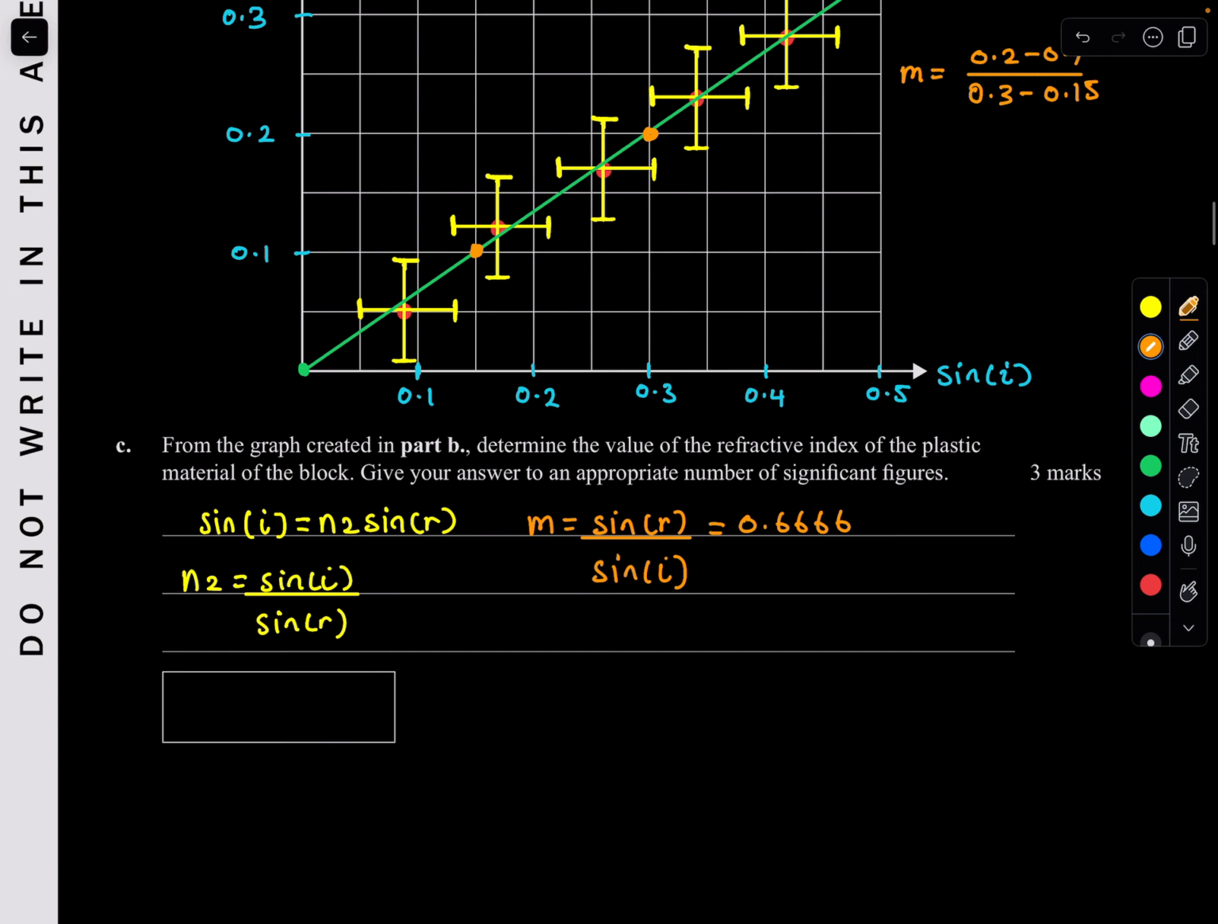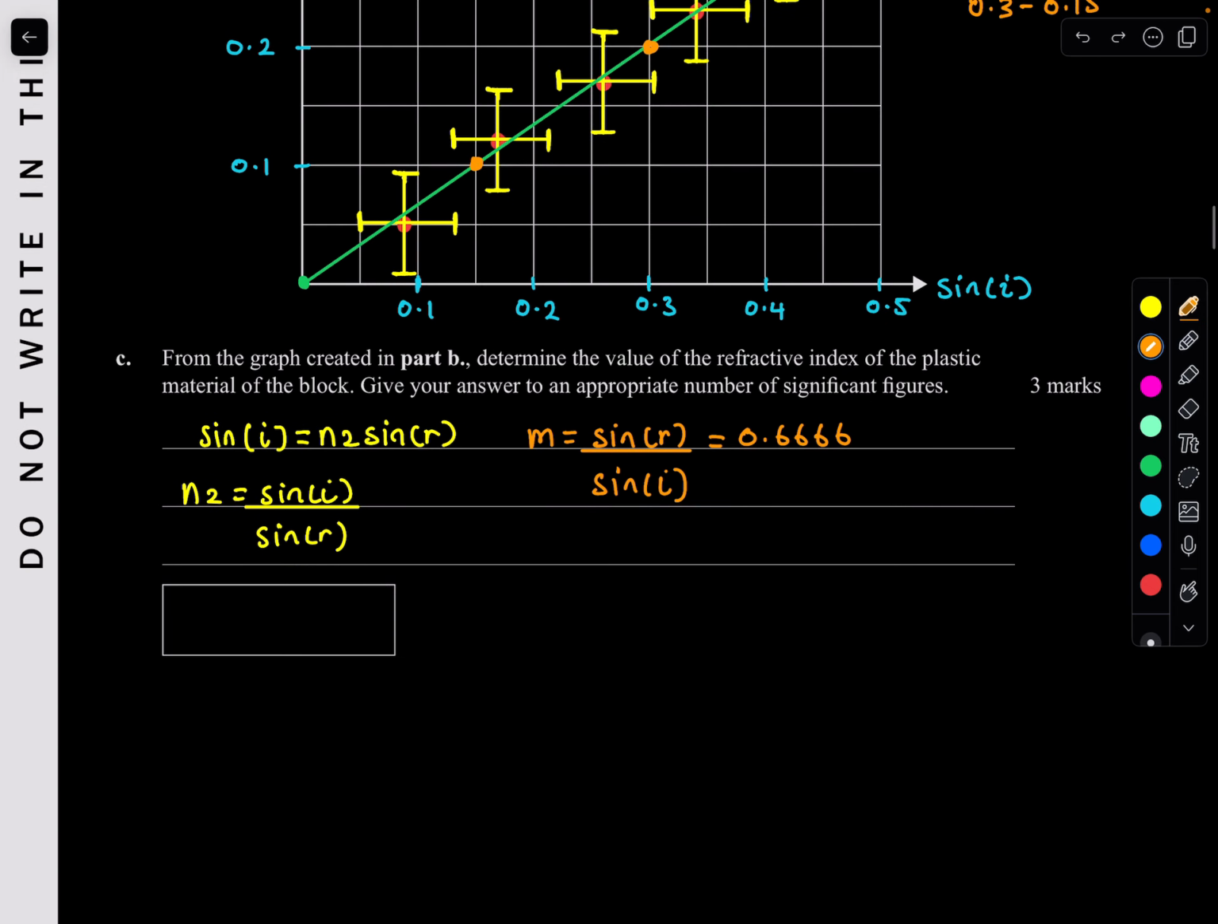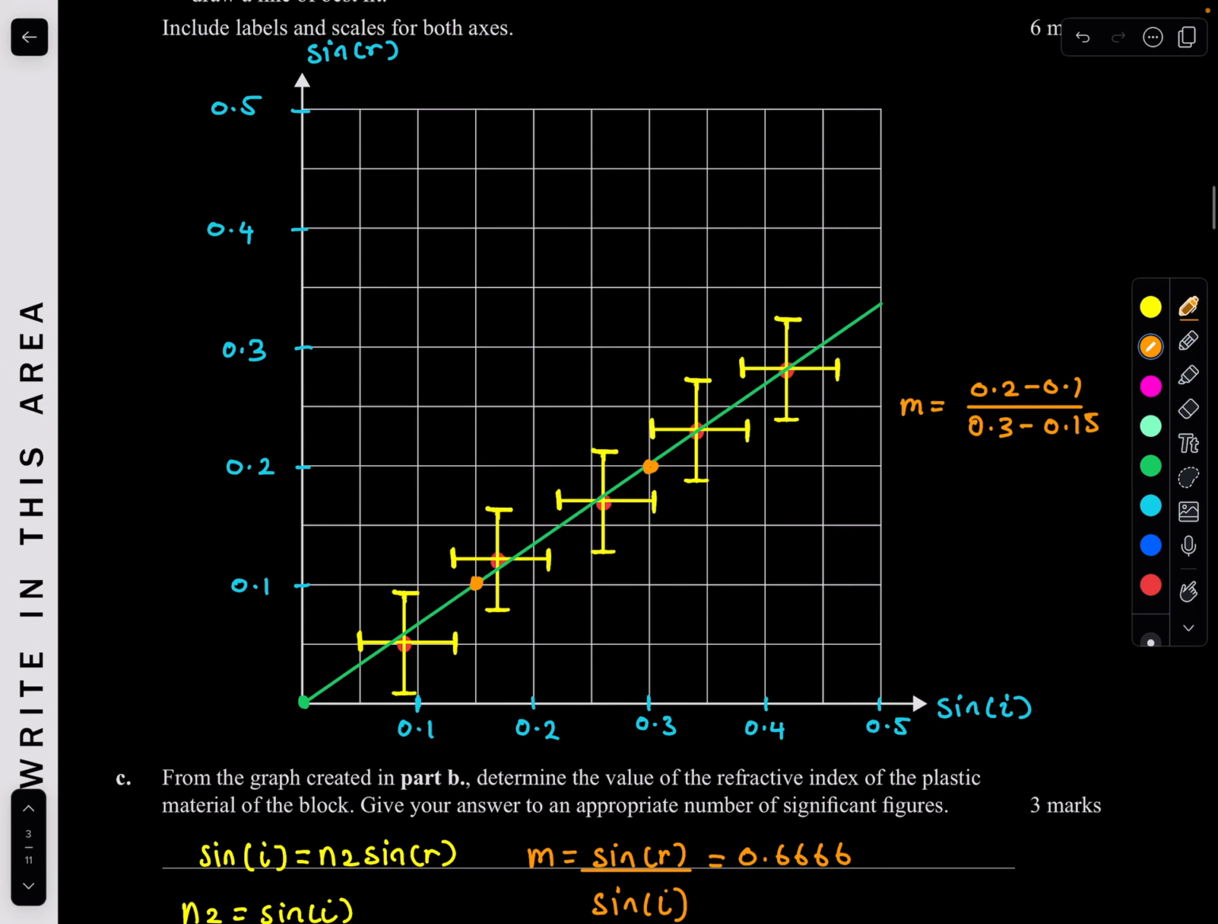Now, think about it. We know that N2 is the refractive index of that plastic material, and it's sine I over sine R. And we have our gradient, which is sine R over sine I. So we just have to flip it. So 1 over the gradient M is going to be equal to our N2. So N2 is 1 over this value. What's 1 over that value? 1.5, basically. So our refractive index is 1.5. Done. Easy. That's a nice question, to be honest.